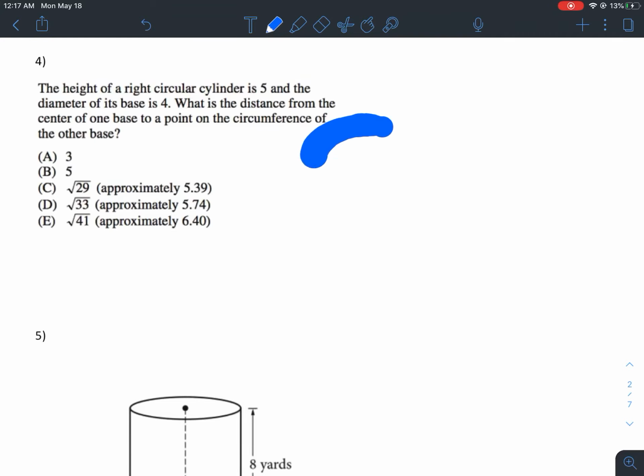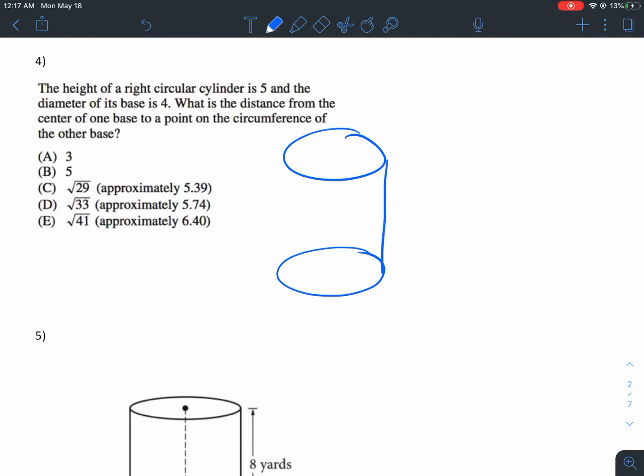So I'm going to attempt to draw a cylinder here. We've got that. All right. So they tell you that we have a height of 5 and a diameter of 4. I'm not doing a real good job of that. That'll do. Okay, so our diameter is 4.